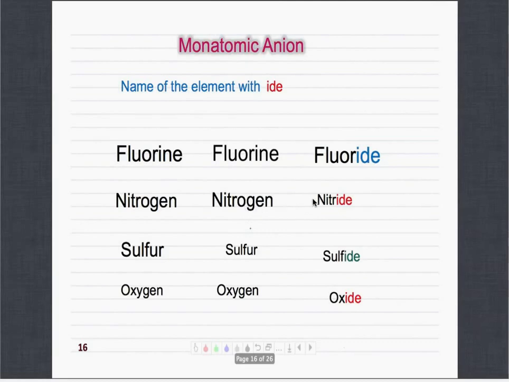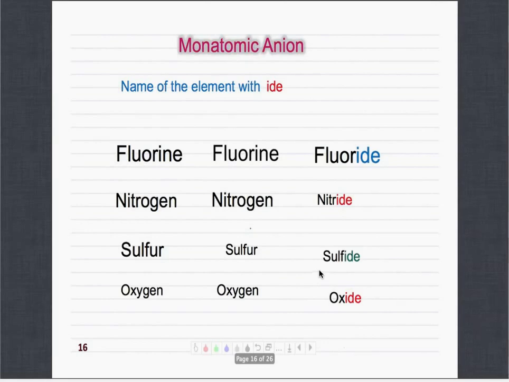And there isn't a rule that it must be the last 3 letters. There isn't a clear rule where exactly you cross and put the ide, but usually it's mainly that you keep the first syllable and then cross the rest and put ide. Sulfur, S 2 minus, is going to be sulfide. Oxygen is going to be oxide. Okay, this is how we name anions.